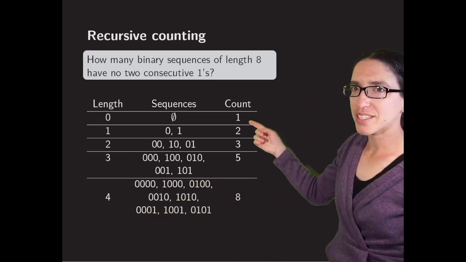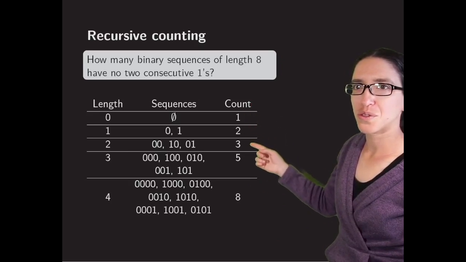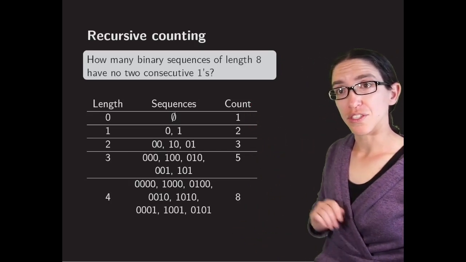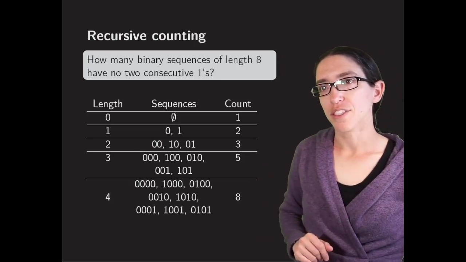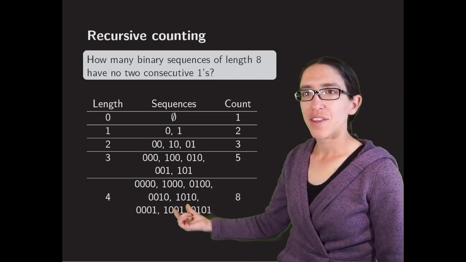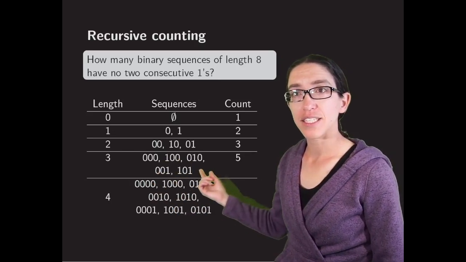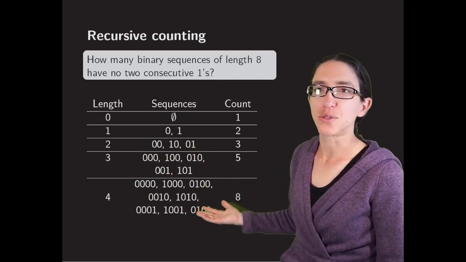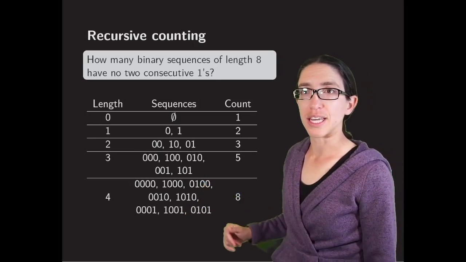And now we might see something familiar. 1, 2, 3, 5, 8. These are Fibonacci numbers. And so maybe the next one is 13. But why are they Fibonacci? If your binary sequence ends in 0, then the first 3 can be any valid sequence of length 3 that avoids two 1s, because this 0 at the end isn't going to make two consecutive 1s, so it's fine to put at the end of any sequence.